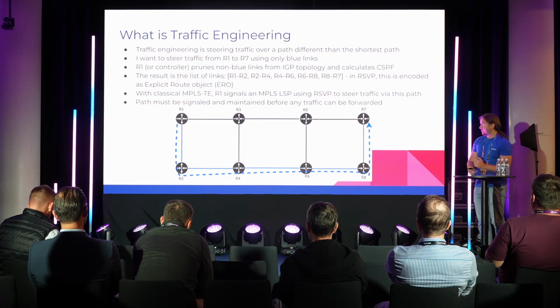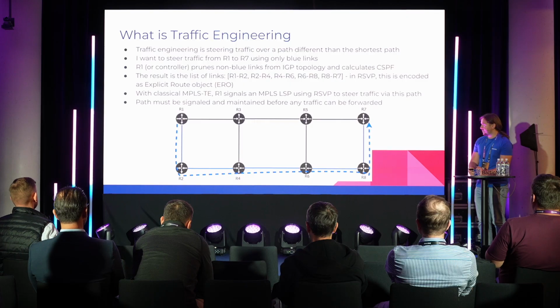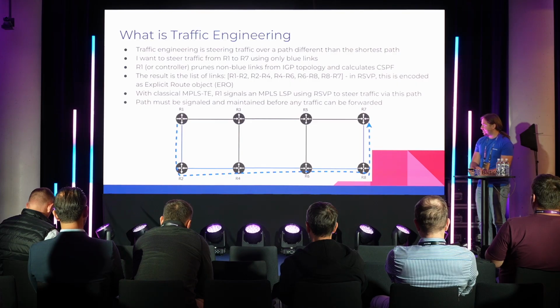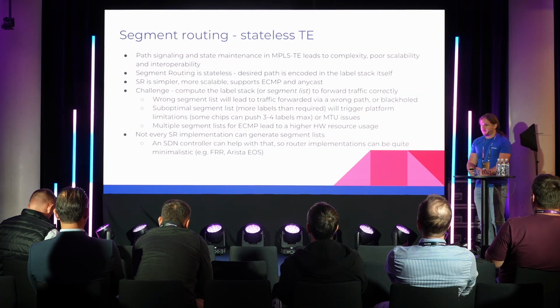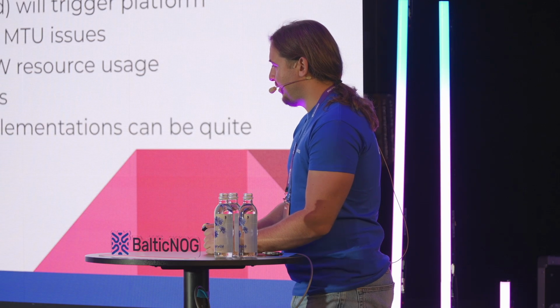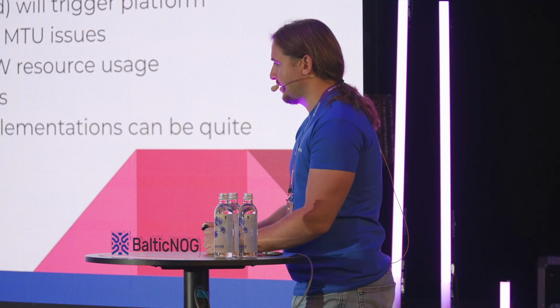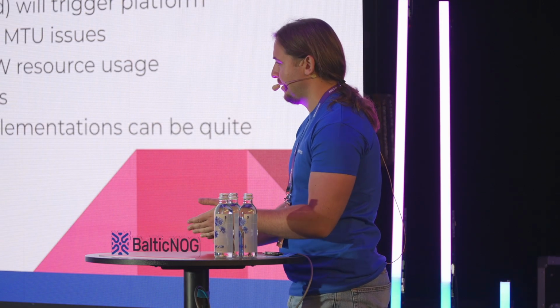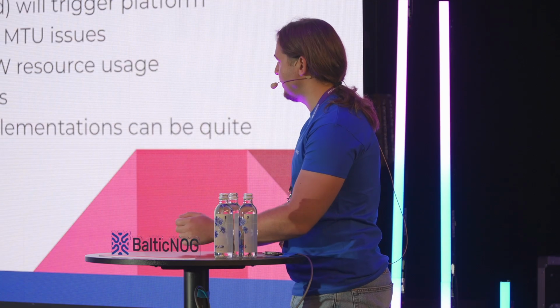We prune all the non-blue links from this topology, calculate SPF of only blue topology, and then we need somehow steer traffic over there. One way of doing it is with resource reservation protocol, or RSVP. We can signal hop by hop, signal the label switch path, and then steer traffic over this label switch path. With RSVP TE, we need to signal the path before we can forward any traffic, which is not ideal because there are lots of issues with RSVP. It doesn't support load balancing with ECMP. It's not scalable. It's supported not by that many vendors because segment routing is much simpler and there are more vendors, more open source solution of white box vendors are supported.